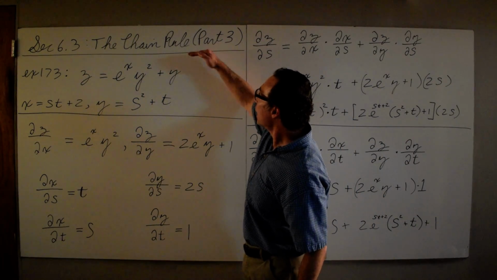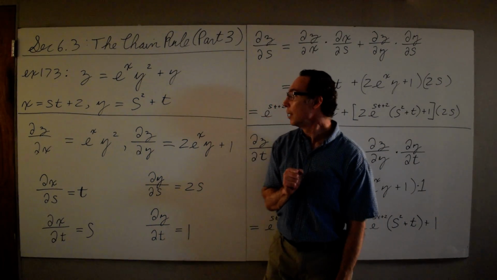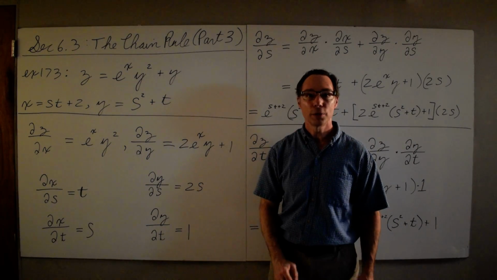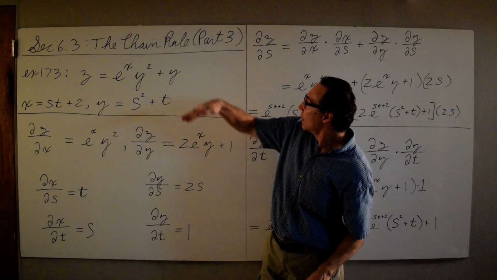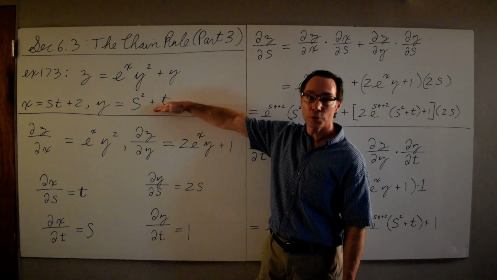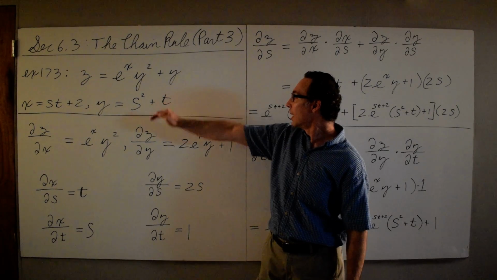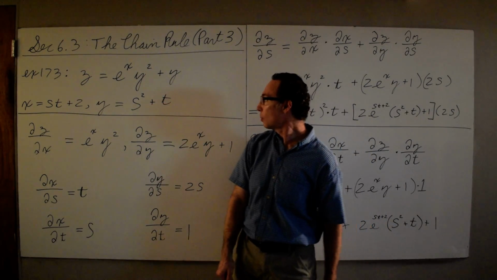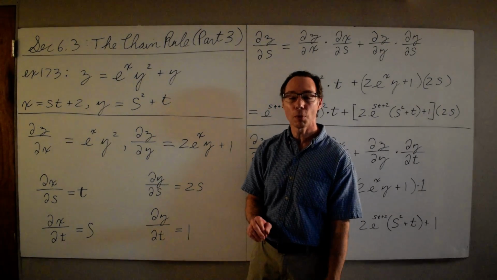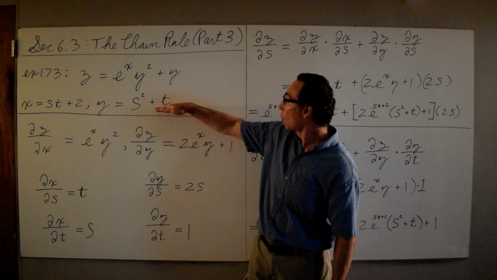This is the third video on section 6.3, the chain rule. For this example, we have z expressed as a function of x and y. x and y are both functions of two variables themselves. So what we're going to do is calculate the partial derivative of z with respect to s and the partial derivative of z with respect to t using the chain rule.